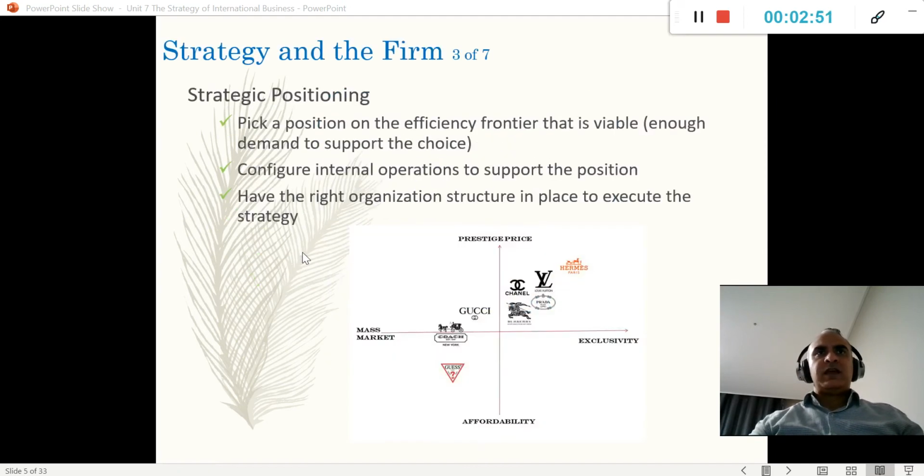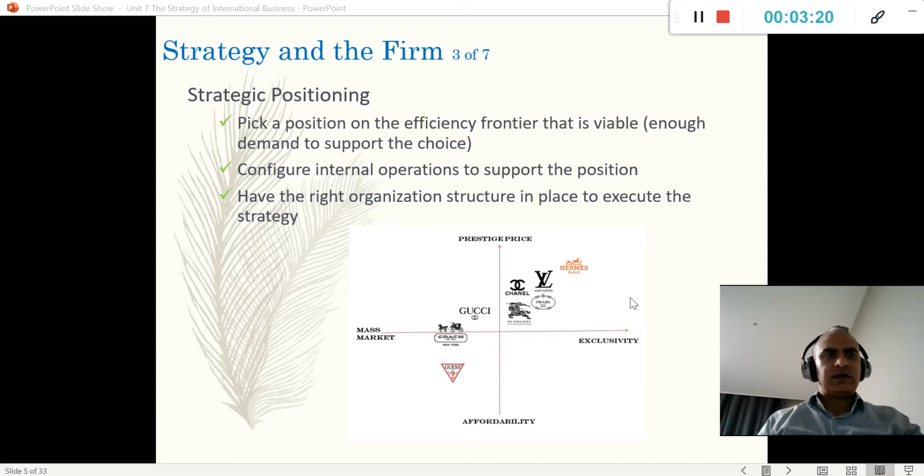So companies need to have a strategic positioning of where they're going to be in comparison to the market competitors, right? What other market competitors are doing and where they want to establish themselves. So in this case, for example, we see here some of the brands and where they are. Here, for example, we even see in affordability, Guess. This is a very interesting case.